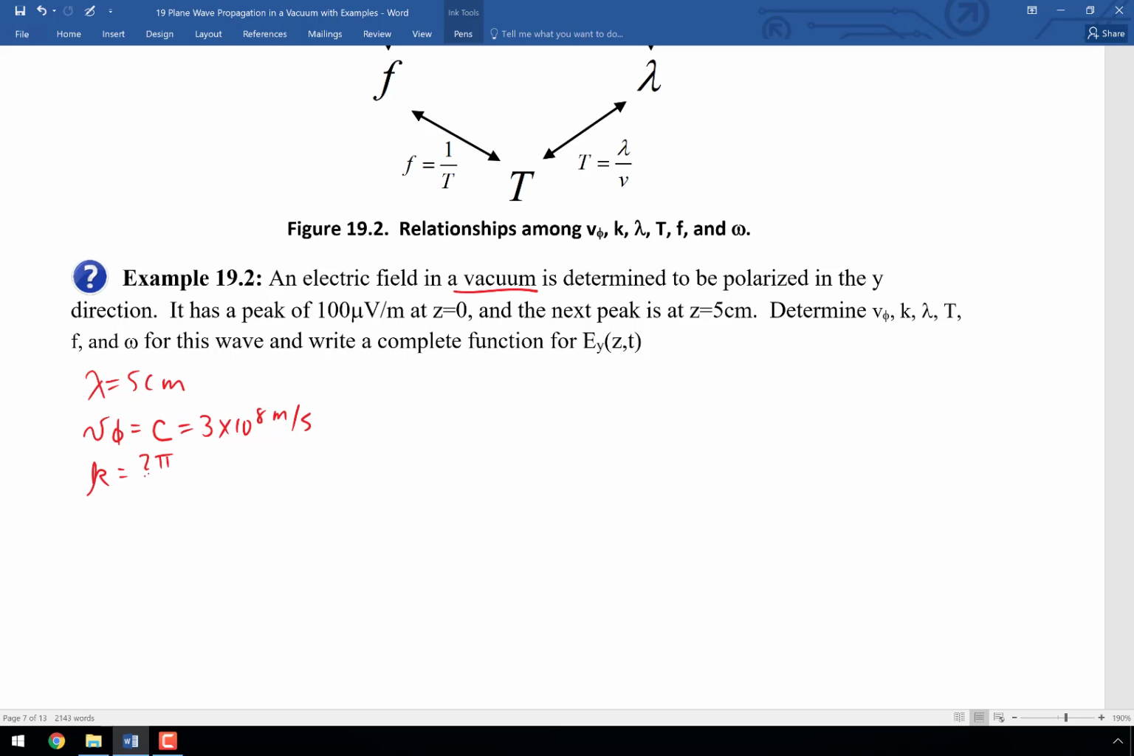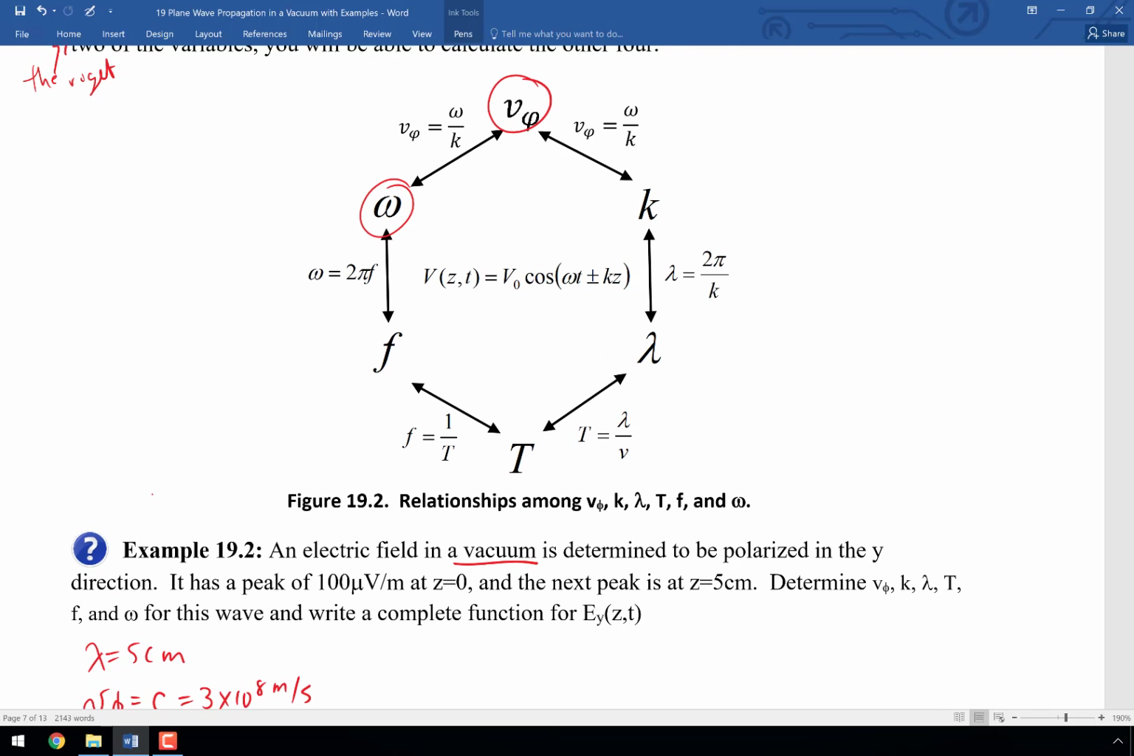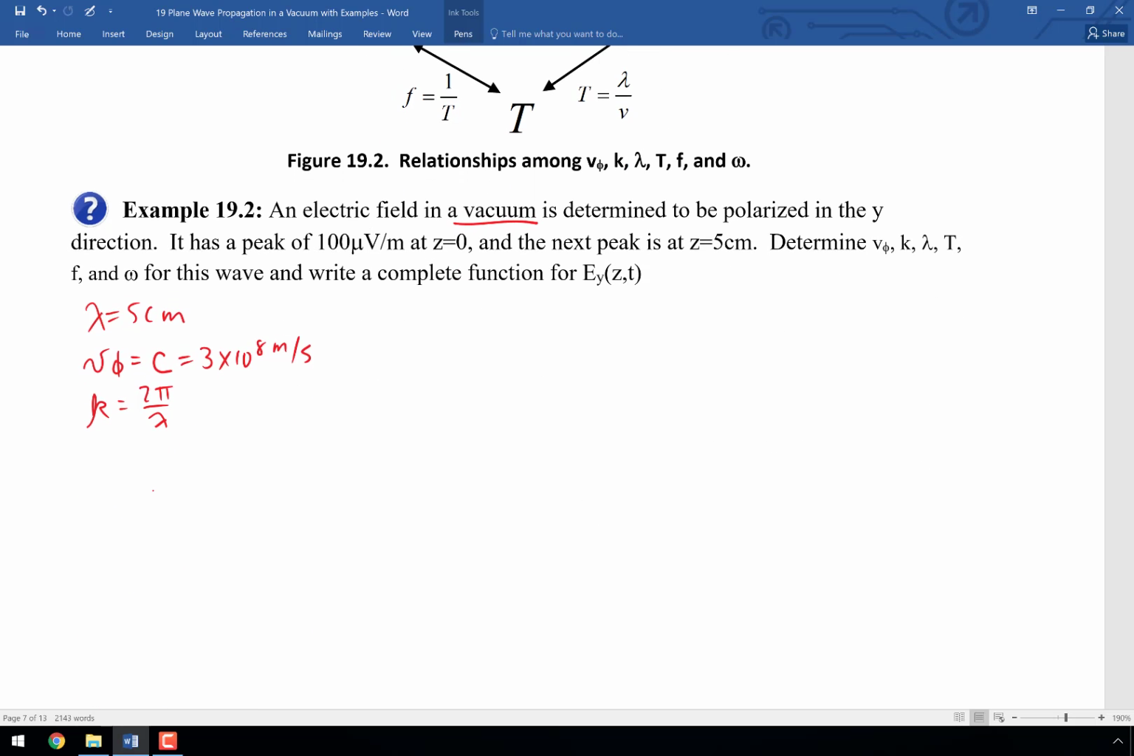K is 2 pi divided by lambda, and I'm getting all of these equations from figure 19.2 here. So k is equal to 2 pi divided by lambda, which when I plug that into my calculator, I get 125.7, and the units of k are meters to the -1, although I've also seen them written, and I kind of like, radians per meter, because remember that a radian is really a non-unit. It's just a word that we say instead of 1, and so 1 over meter, or radians per meter, or meter to the -1. Those are all good ways to represent the units of k.